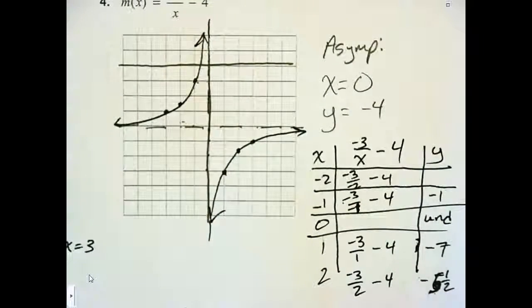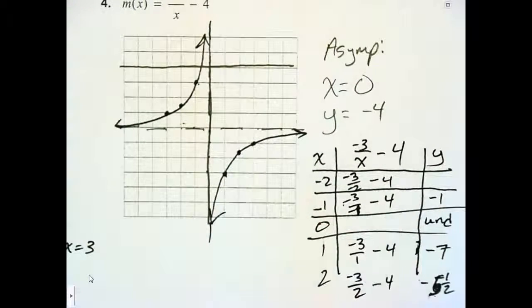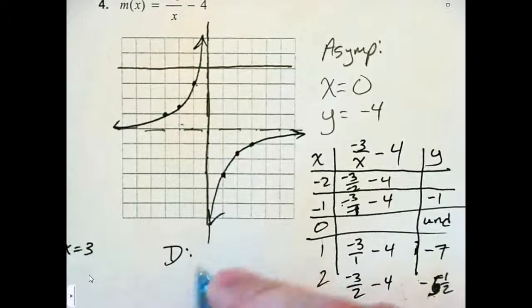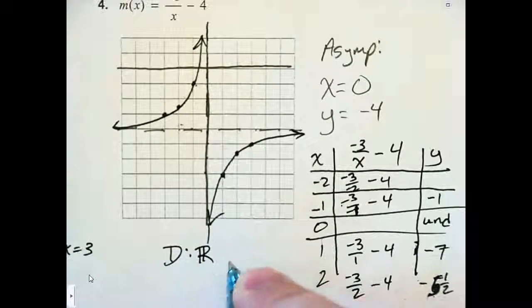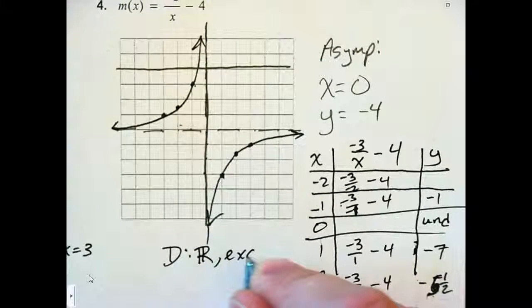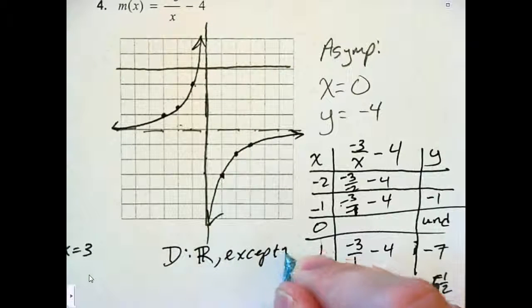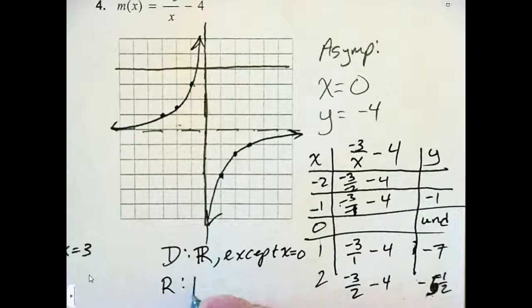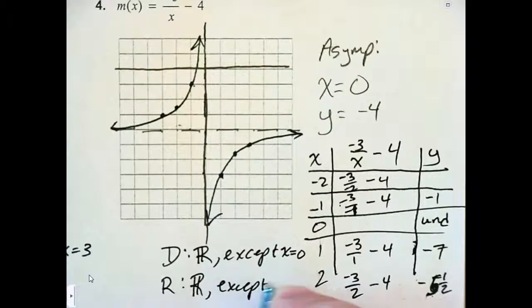Okay, it moved away from the asymptotes, right? All right. Domain? And range? All right, domain and range there.